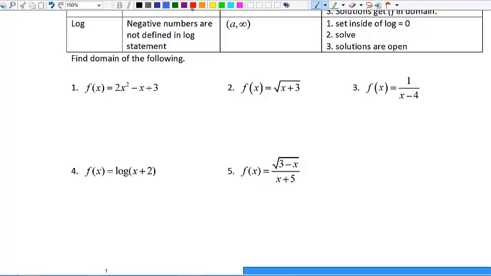So for this first one, number 1, you've got a polynomial function. If you're looking at it, you're going to stop and ask, well, what can't I have? What wouldn't be possible? And for a regular polynomial, there's absolutely no restriction. So that would be all real numbers as far as that goes. Number 2, we have a square root function.